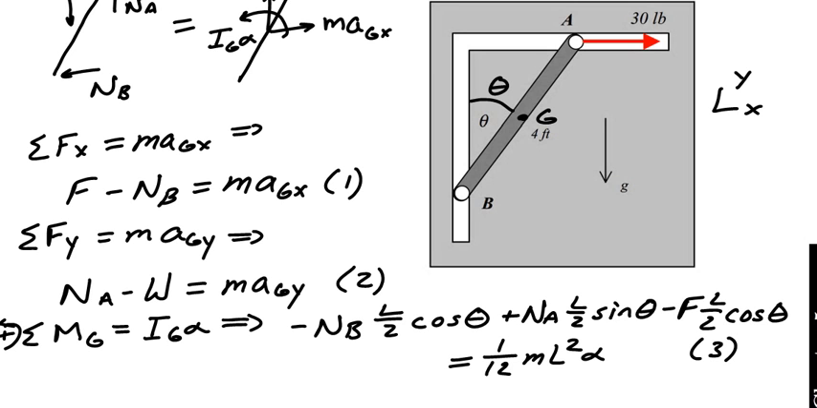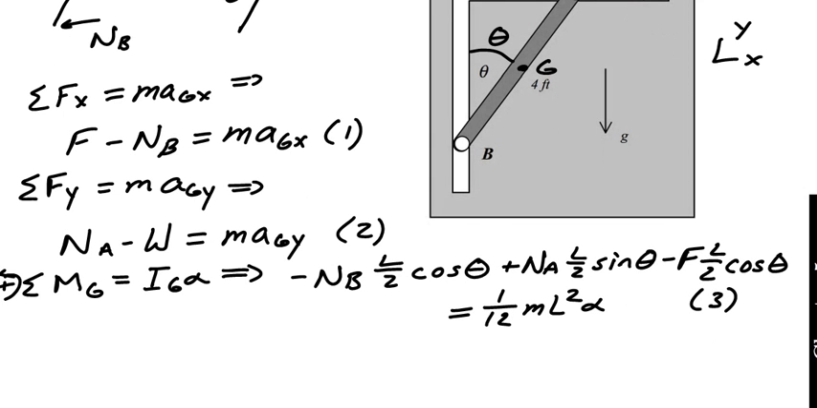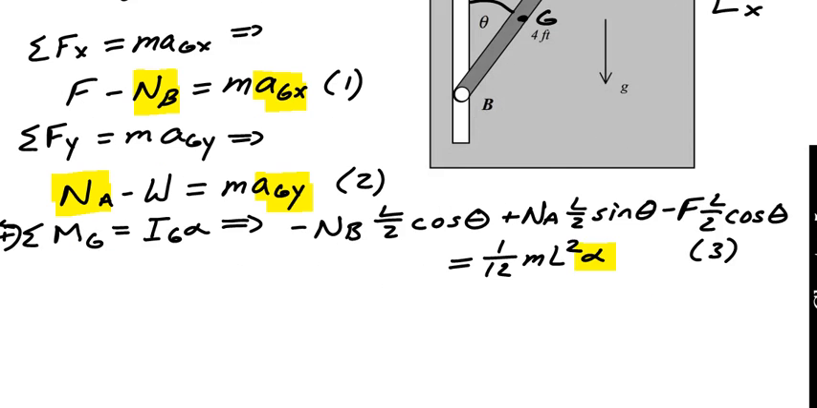Now if we look at these three equations we get from kinetics analysis, we'll note that at this juncture we have, count them, 1, 2, 3, 4, 5 unknowns. And so we're going to need to turn to kinematics at this juncture and try to find some additional equations that can help us out.